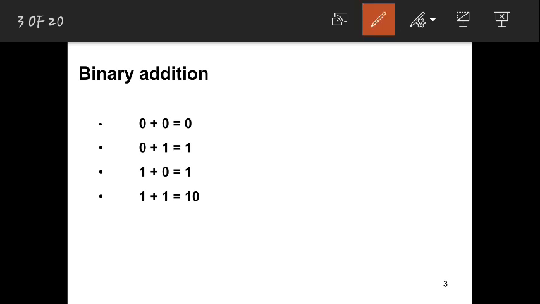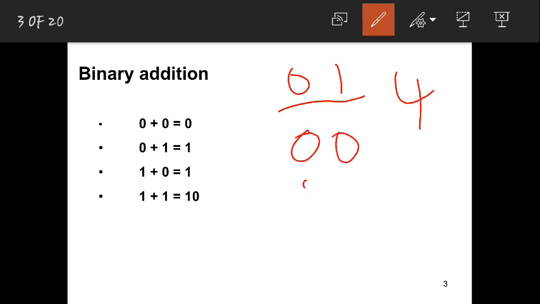So first we will see binary addition. Whenever you are doing an addition in decimal, you generally add decimal numbers, and in binary addition you have only 0 and 1, only these 2 bits. So using these 2 bits you can form 4 combinations. The first combination will be 0 and 0, the second 0 and 1, the third 1 and 0, and the fourth 1 and 1.